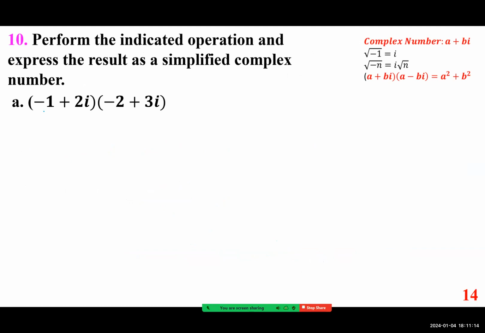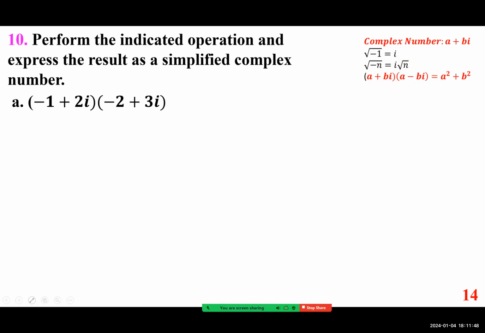Perform the indicated operation, and to do that, we see i, so I'm reminding you of complex numbers that are in the form of a plus bi. a is the real part, b is the imaginary part, and i is defined as square root of -1. So if you happen to have square root of -n, it's the same as i times square root of n. If you multiply complex conjugates, a plus bi and a minus bi, remember we get a squared.